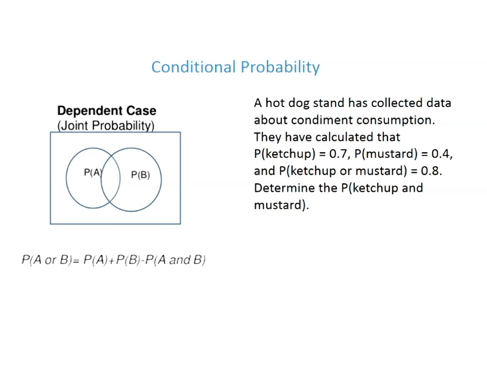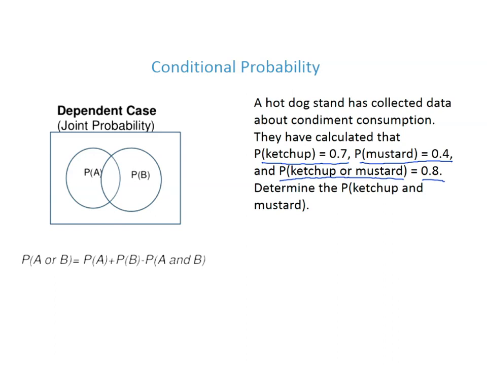They've calculated that the probability that someone's going to choose ketchup is 0.7. The probability that someone's going to choose mustard is 0.4. The probability that someone's going to choose ketchup or mustard is 0.8. And we're asked to determine the probability that they're going to choose both ketchup and mustard.